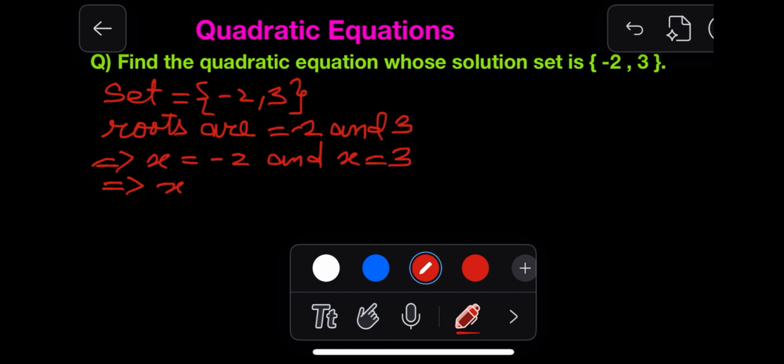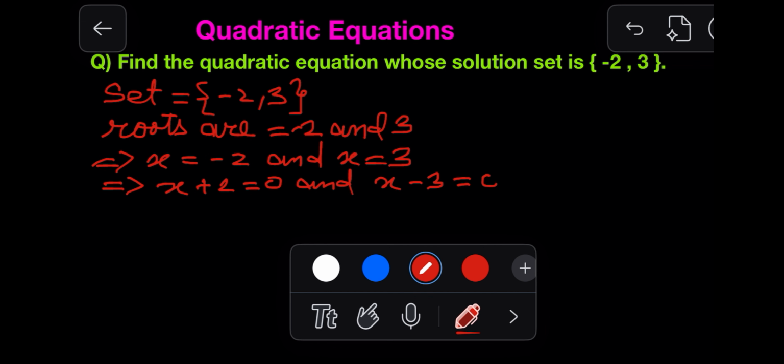So -2 comes to the left hand side, which is +2, which becomes x + 2 = 0, and this x = 3 comes to the left hand side, as we know, make it negative, which is x - 3 = 0. Clear?